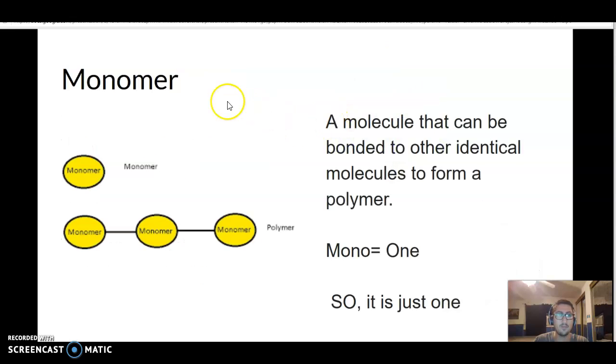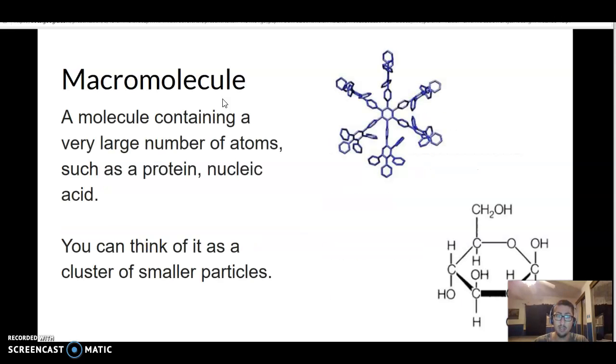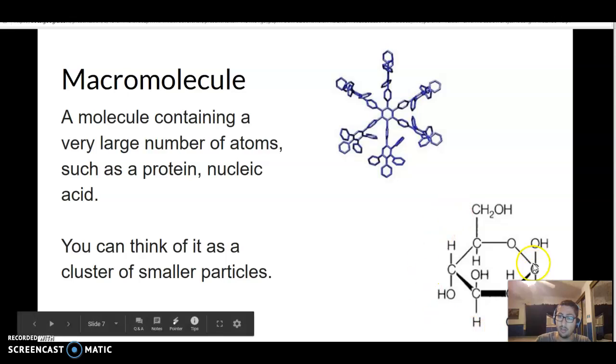A monomer. So what's a monomer? Right, a monomer is a molecule that can be bound to another identical molecule to form a polymer. I'll explain polymer in a second, but let's just not worry about that. So monomer has mono in it. Mono means one, so it's just one. So it's a singular molecule, not a molecule, it's a singular cluster. It's a singular macromolecule right down here.